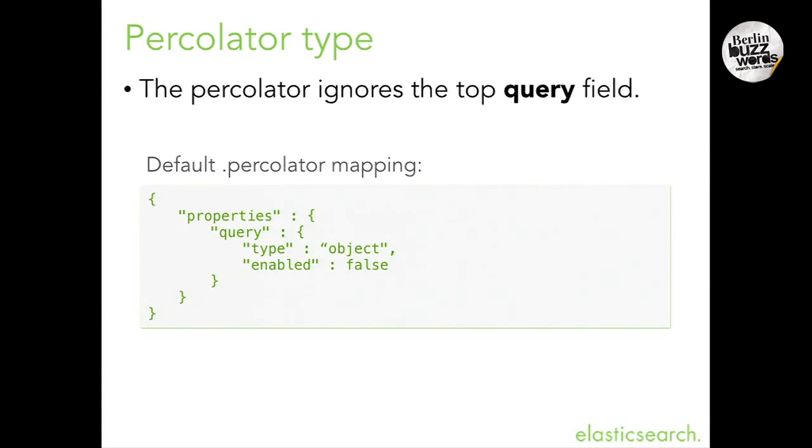A percolator also has a specific mapping that prevents the query from being indexed into the inverted index. It is available in the document, in the JSON you send to Elasticsearch. It remains in the JSON when you get it back, but on the query and all its subfields, you cannot search, because it doesn't make sense to build inverted indices on top of that. Obviously, if you care about it, you just change the mapping, up to you. But by default, we don't do this because it's not needed. They are queries. They are not documents. So that's why we disable that by default.